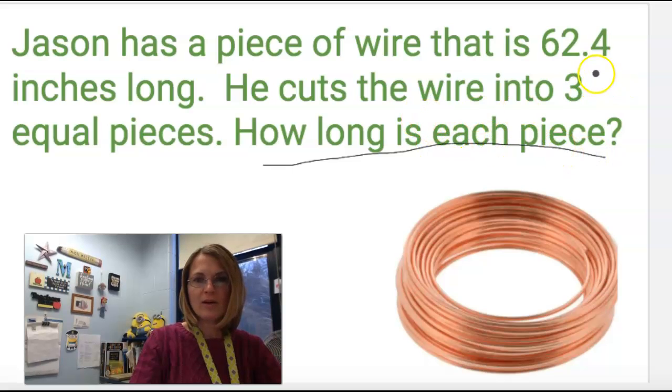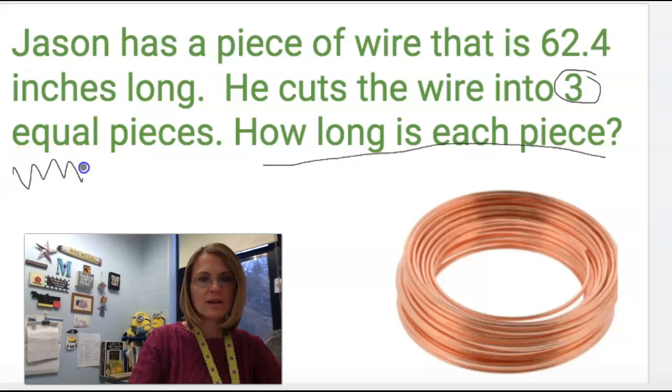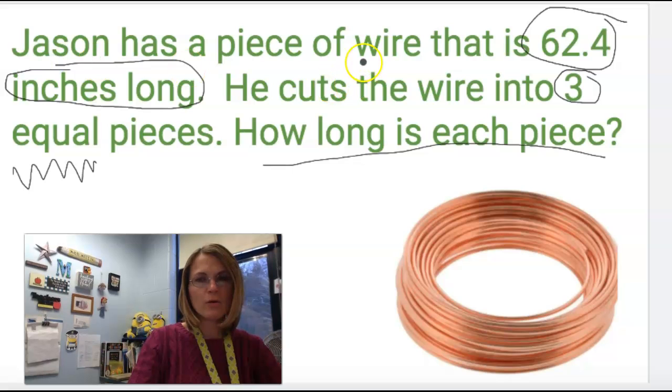Well, what do we know about them? We know that there are 3 pieces and that they are, very important word, equal. And we know that his wire is 62 4/10 inches long. So we already know the total, and we need to cut the total into 3 equal pieces.